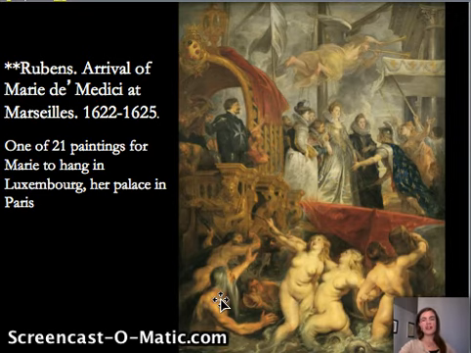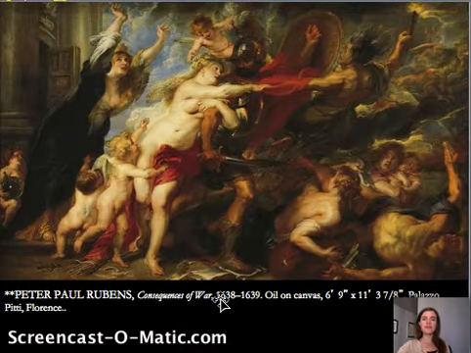So this would have hung in Luxembourg Palace, her palace in Paris, and it was part of a series that, even though she and her husband weren't the greatest of husband and wives, gives you the sense that from the start they were very blessed, and that their marriage and their union was celebrated by all in many, many ways. It's a large painting, and all these paintings would have fit together into this room, this display.